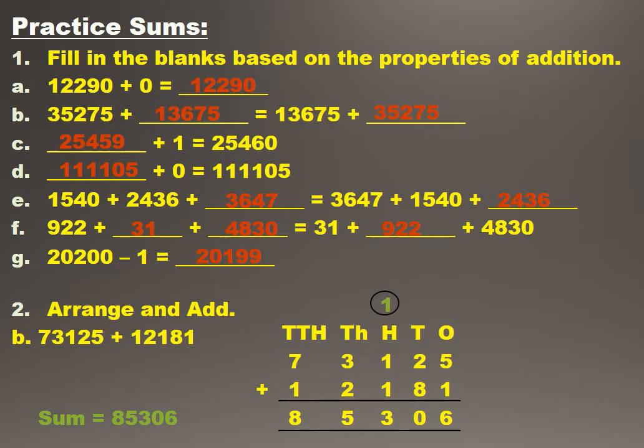Add those numbers starting from ones place. 5 plus 1, 6. 8 plus 2, 10. Put 0 and carry forward 1 on hundreds place. By adding all the 3 ones, answer is 3 on hundreds place. 3 plus 2, 5. 7 plus 1, 8. So what is the sum? 85,306. Right? Okay.